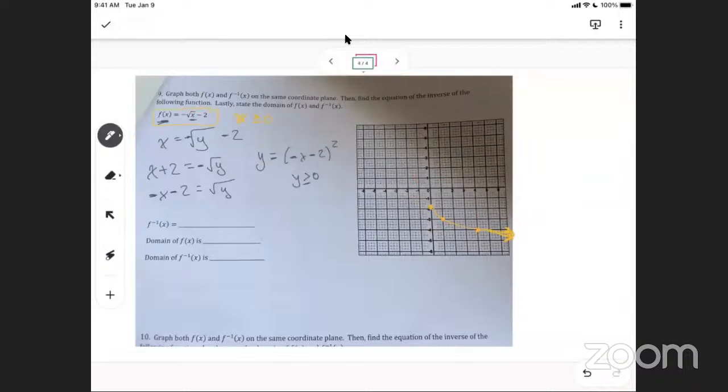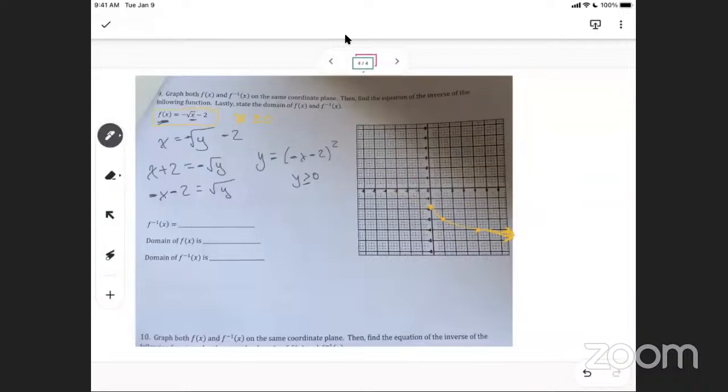Did I say that right? Does y have to be greater, or does x have to be? No, I think it is x actually. Well, let's graph this and we'll see.